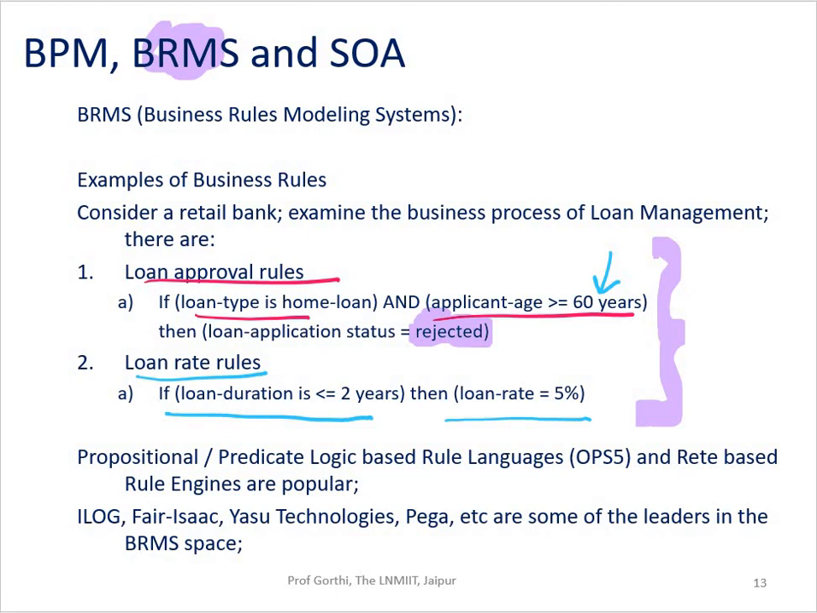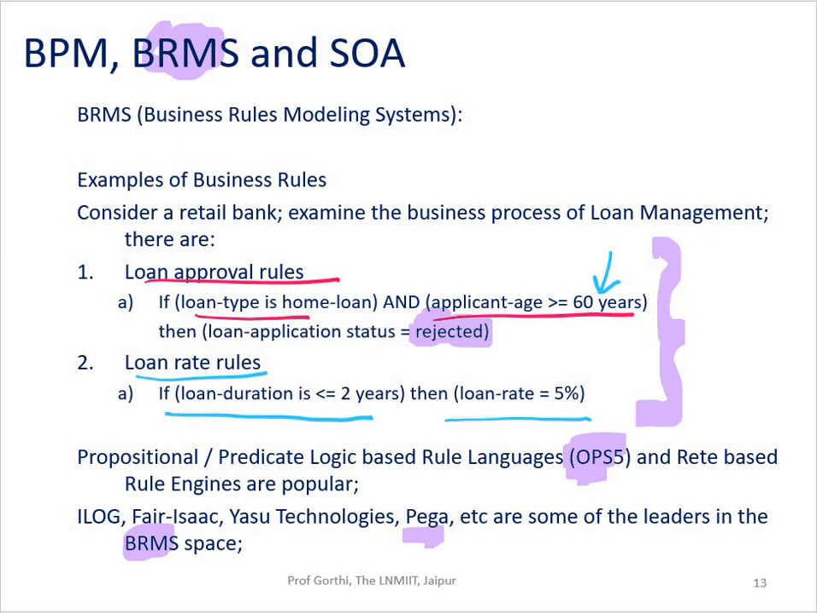So your propositional or predicate logic based rule languages, OPS5 is a very popular one, and your rete based rule engines are very popular. For that we have iLog, then we have Fair Isaac, we have Yasu Technology, we have Pega Software. Pega, a very popular company, who all are the leaders in this BRMS space as well. Like Pega is a very, very popular name.